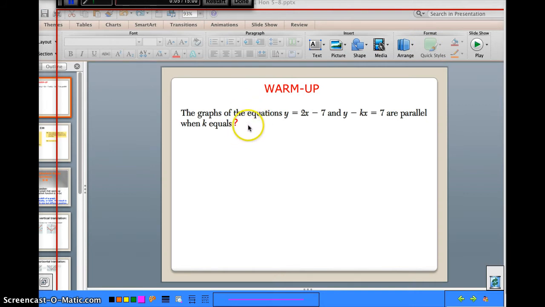Okay, we're talking about the graphs of y equals 2x minus 7 and y minus kx equals 7. They are parallel when k equals what? If they tell you that they are parallel, we should know that the two slopes are equal. So let's find the slope of each of them. y equals 2x minus 7 is in slope-intercept form, y equals mx plus b, so the slope of this equation is equal to 2.